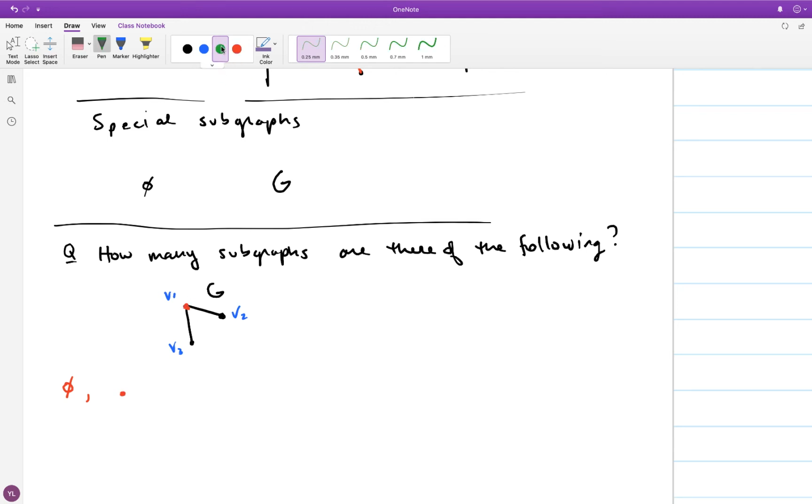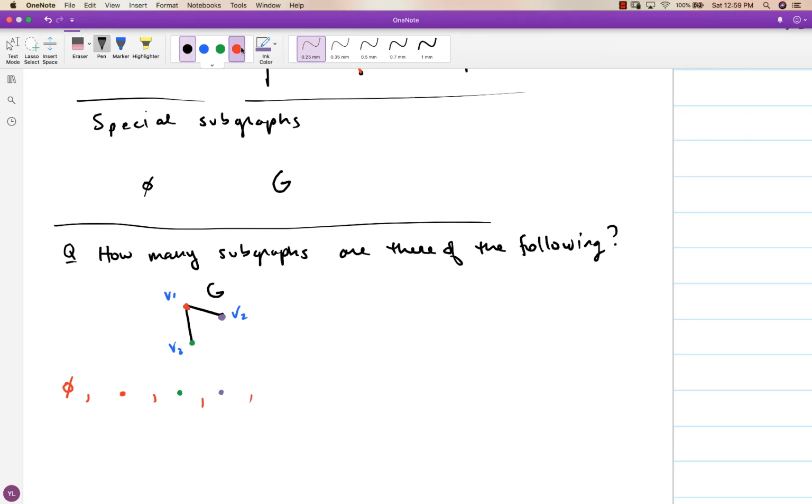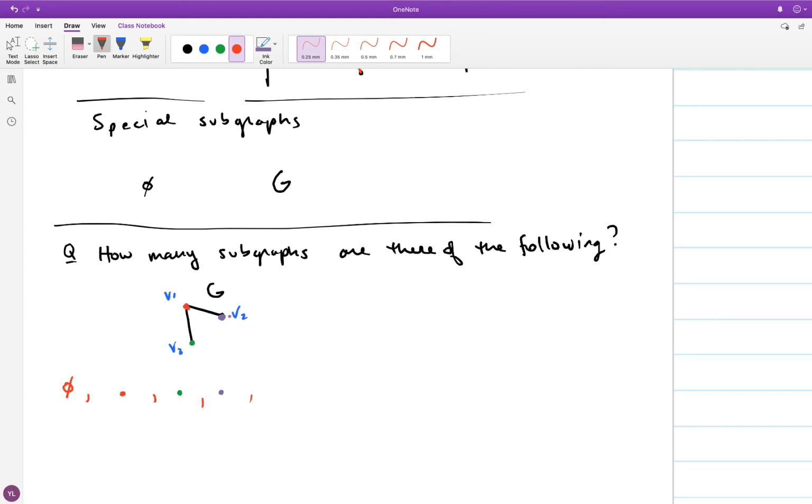I might use some colors just to enumerate them, make it a little bit easier. So that little singleton isolated graph that just consists of V1 is a perfectly good subgraph, right? Okay, and then I have the others as well. V3 standing alone is a subgraph, and V2 standing alone is a subgraph. So they're just boring little subgraphs. Okay, let's count the subgraphs that have 2 vertices in them.